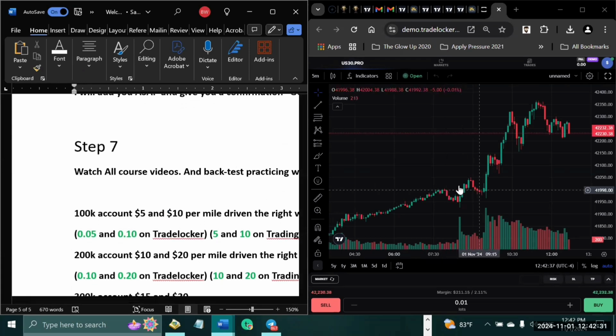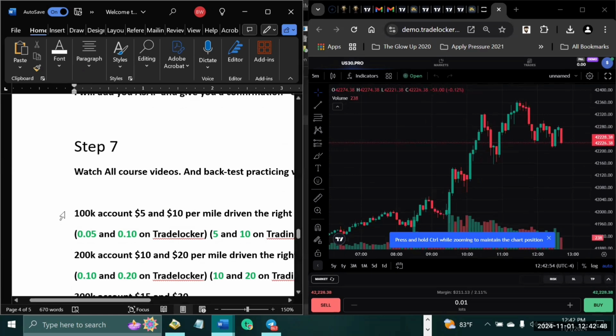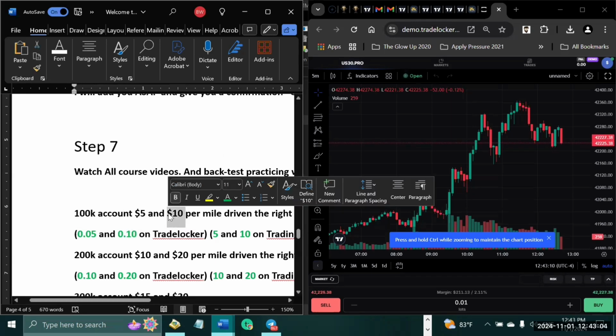So here's the market. We're just going to toss one in. This is live, this is happening right now. What we want to do is the 5 and 10. What do we need to put in? We need to put in this to get $5 per pip, mile driven in the right way. We need to put in this to get $10 per pip, going in the right way.